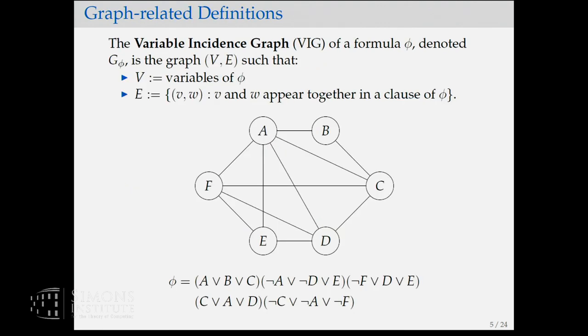Okay, so let me go through a few definitions. The graph abstraction of the SAT problem is something called the variable incidence graph. Basically, every node corresponds to a variable, and if two variables appear in the same clause, you add an edge between them. It's an undirected graph.